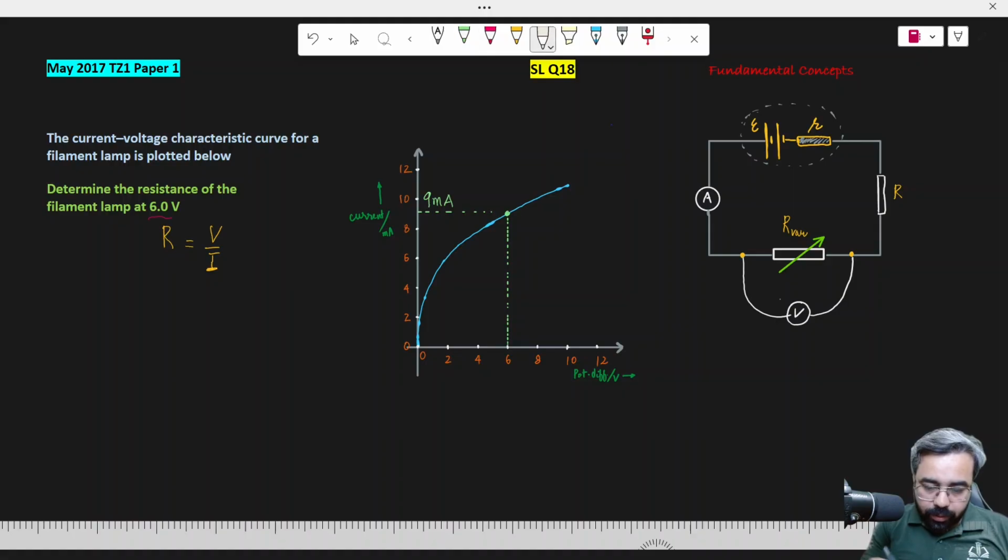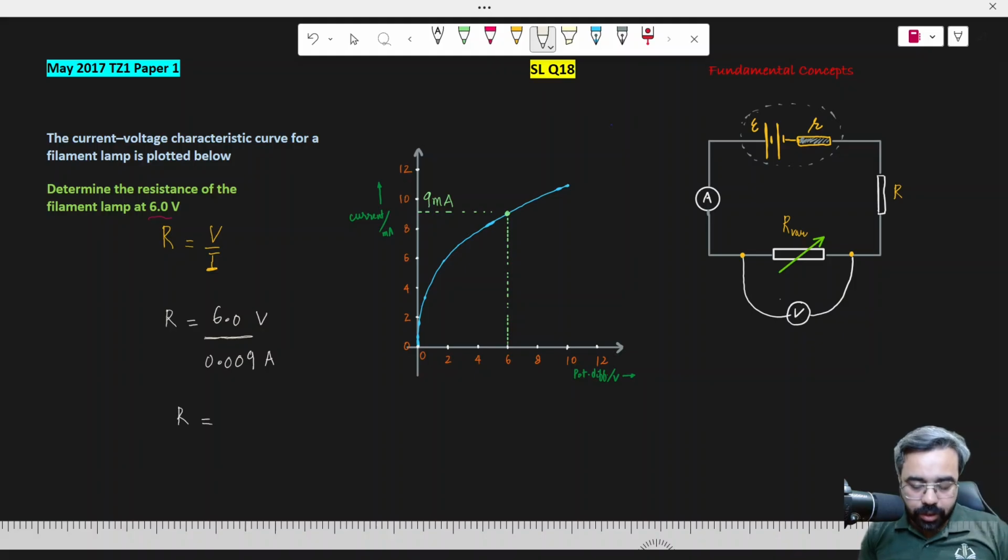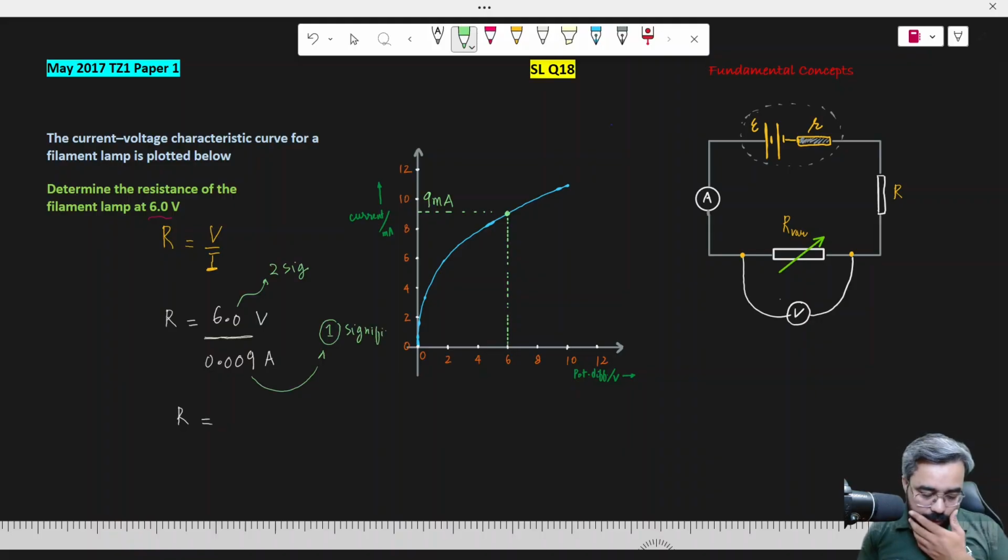So the resistance should be equal to 6.0 volts divided by 0.009 ampere, and this is volt. So the resistance answer should be in ohms, but here please make sure that you represent your answer in correct significant figures. Now this has two significant figures, right? And this has just one significant figure. So we will round off and write our answer in two significant figures.